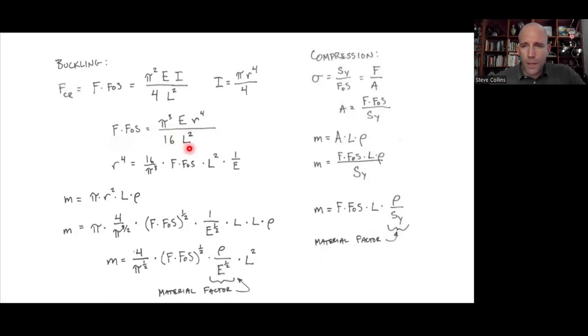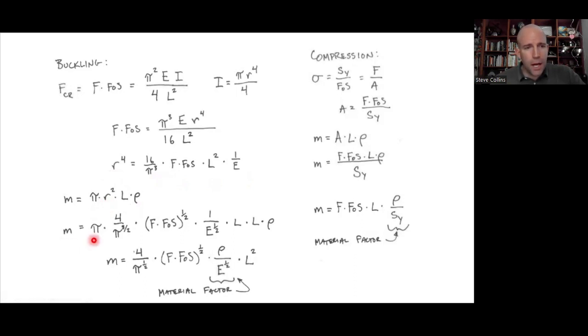And here again, if we assume that length is constrained, we have one geometric choice to make. That's the radius of the column. We isolate that term, and we get that the radius to the fourth power is 16 over pi cubed times the force times the factor of safety times the length squared times 1 over the elastic modulus. Now the mass of our column will again be pi r squared, that's the area, times the length, that gives us volume, times the density, gives us the mass. And if we substitute in, we have a value for r to the fourth. We'll take the square root of all of this stuff and substitute that in for r squared here.